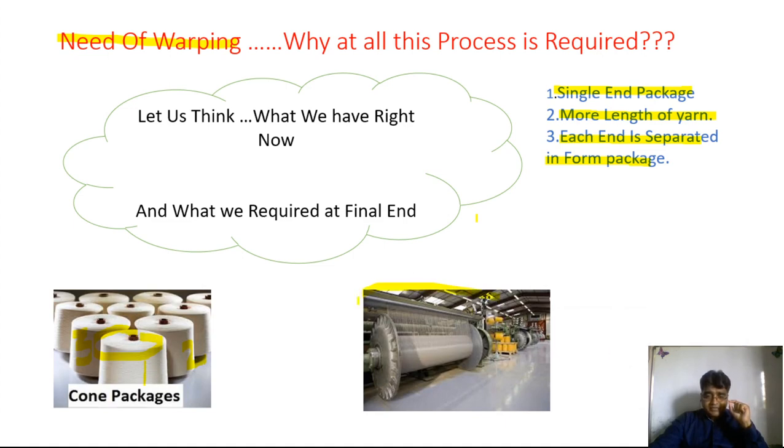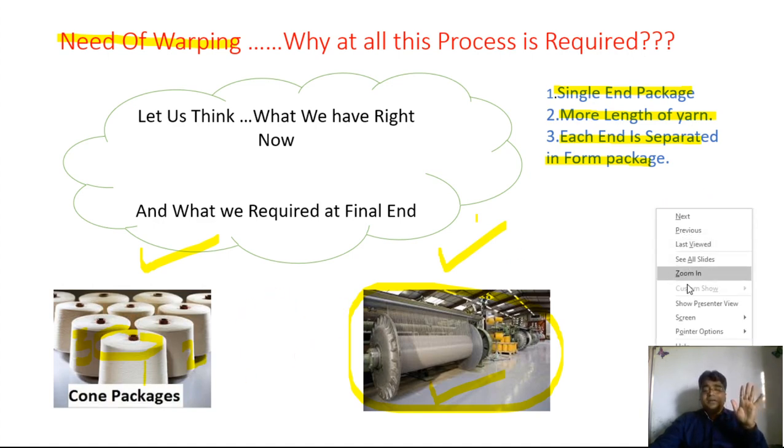We require a final package in the loom shed with this type of shape. What we have is something different from what we require in the loom shed. So finding the difference between what we have and what we require is nothing but the need of warping.